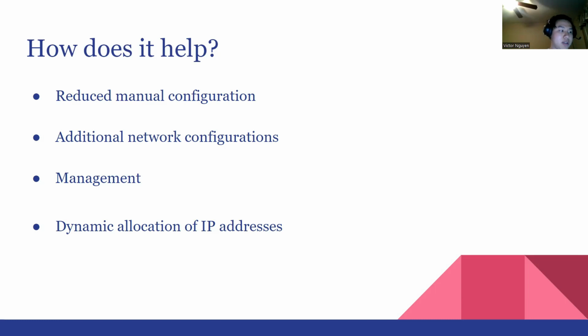DHCP allows network administrators to centralize and automate the management of IP addresses and other network configuration settings, making it easier to configure and maintain large networks. So this is another point for organization. It also can provide additional network configuration settings beyond just IP addresses, such as DNS server information, subnet masks, and default gateway addresses, making it easy for devices to be accessed, and it's a lot easier to access the network resources as well.